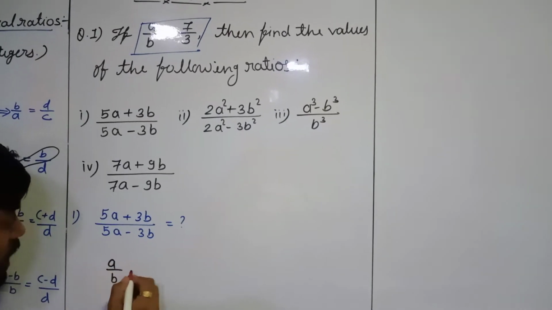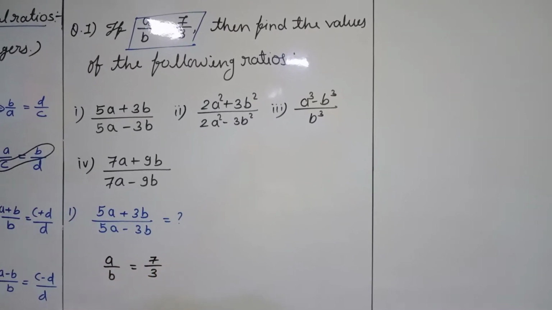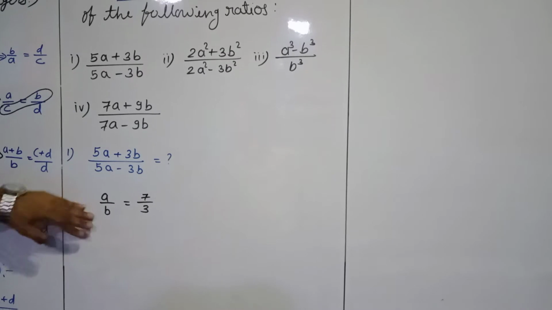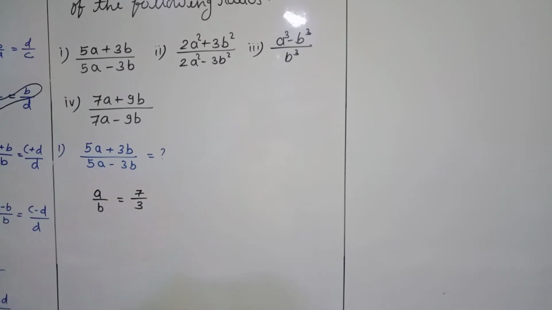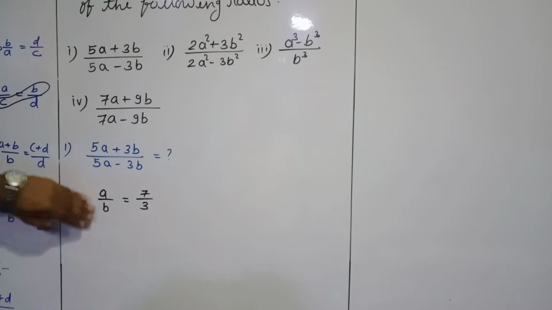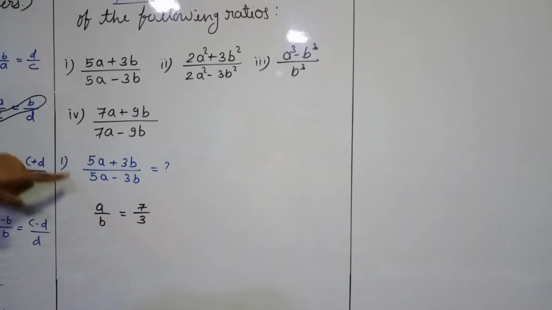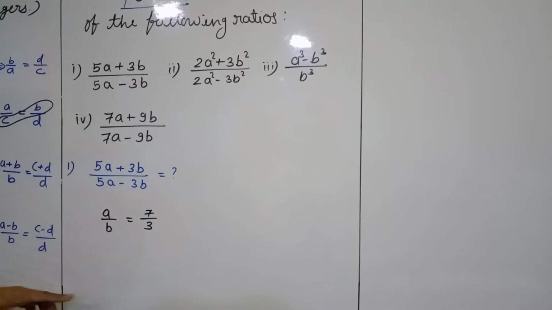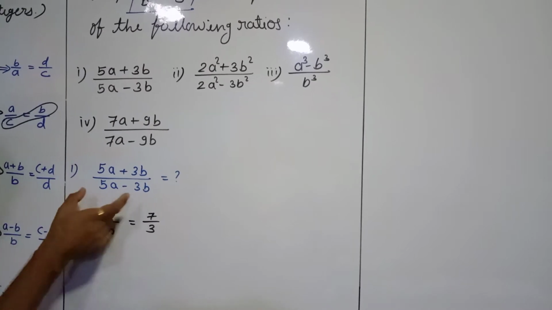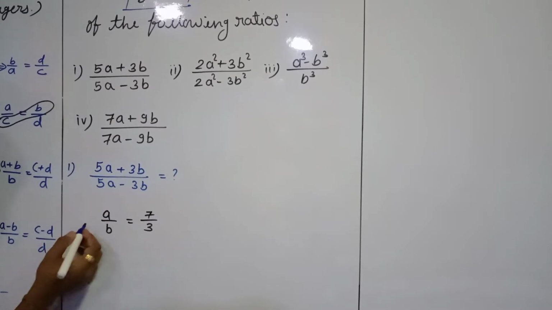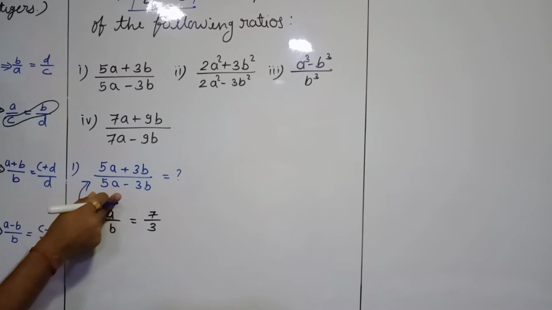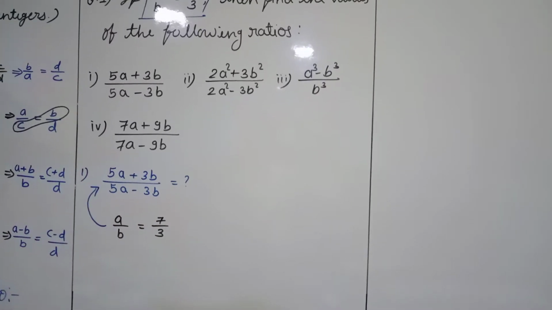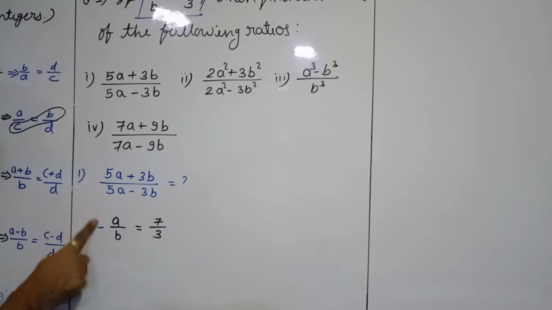A upon B is equal to 7 upon 3. As I said, if we are making any kind of change to the left hand side, we have to do the same thing to the right hand side. Given this ratio A upon B is equal to 7 upon 3, to find the value of 5A plus 3B upon 5A minus 3B, we have to convert this A upon B into this form. Whatever we get on the right hand side will become the answer. Let's start. How are we going to do it?